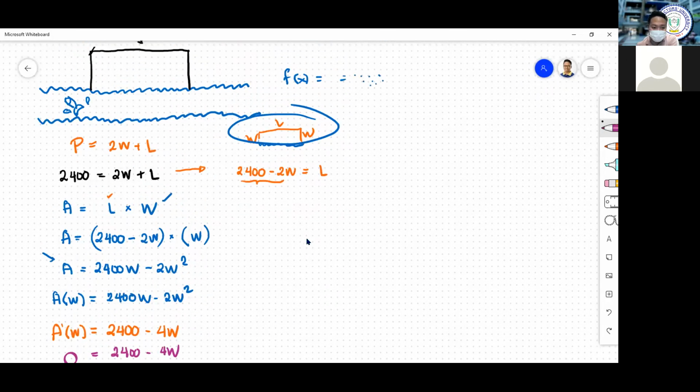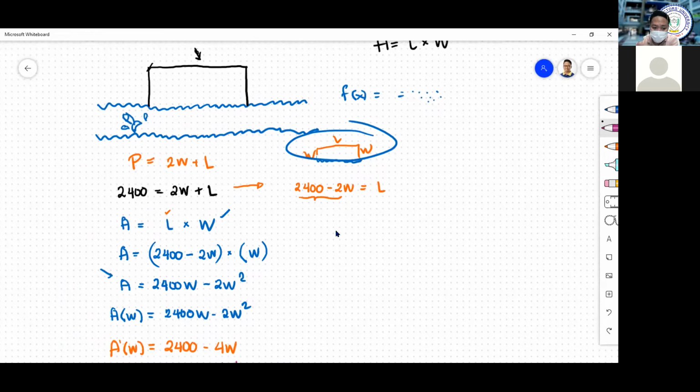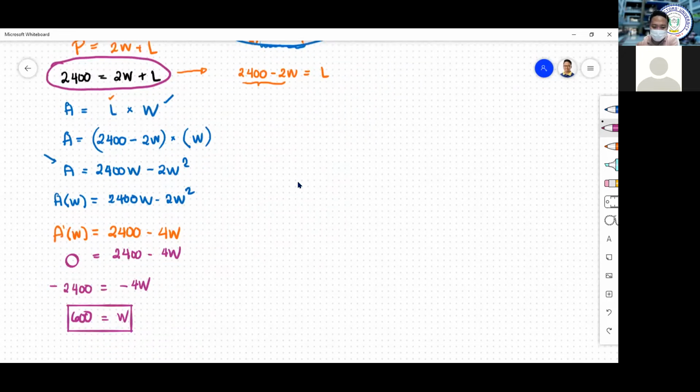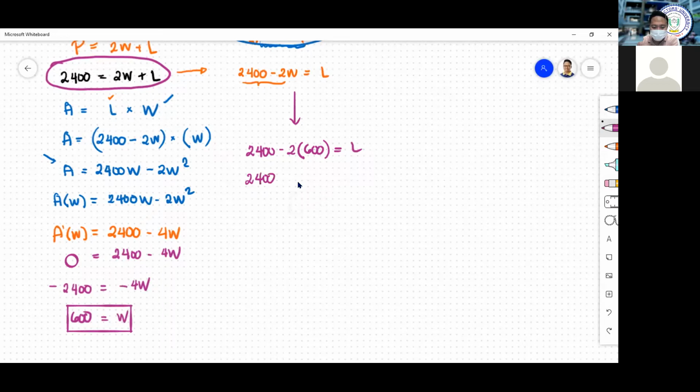How to solve for L? You can use the formula that we have here, this black one, because that's the easiest way. So we have 2,400 minus 1,200 equals L. So L is 1,200.